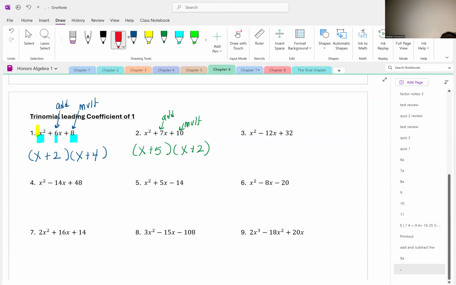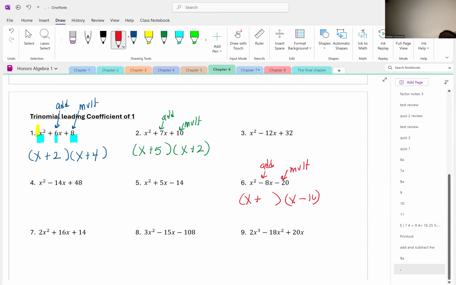If I try this one down here, I need two numbers that multiply to a negative 20. That means one's going to be plus and one's going to be minus. And they're going to add to negative 8. When you add numbers with opposite signs, you're really subtracting. So two numbers that multiply to 20 and subtract to 8. Well, 4 and 5 don't work, but 2 and 10 do.